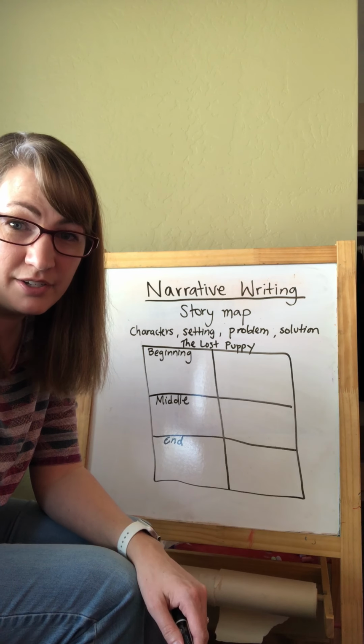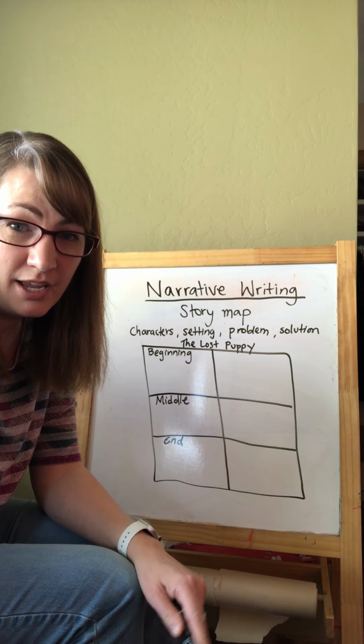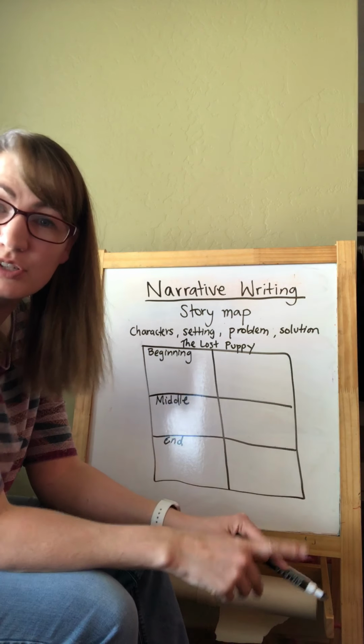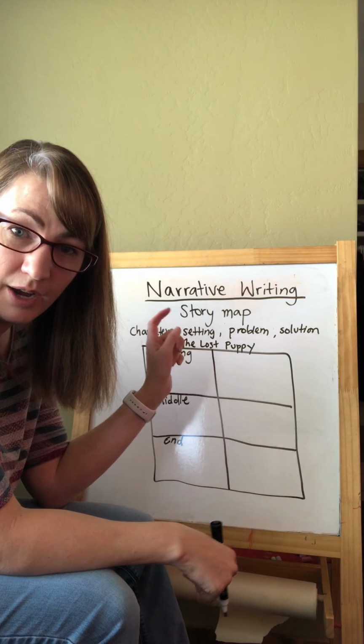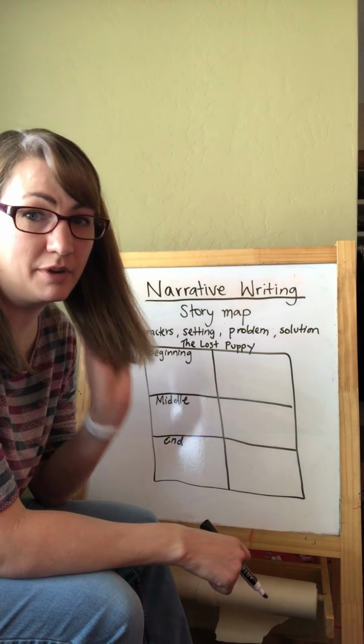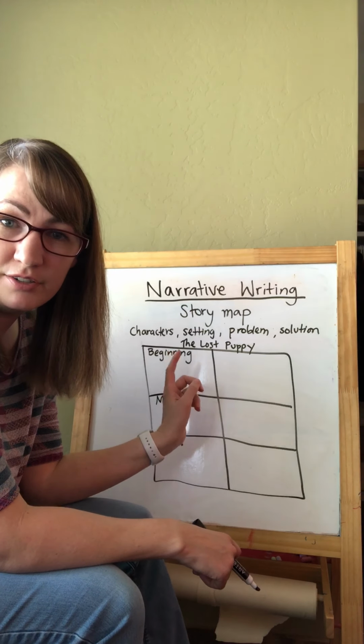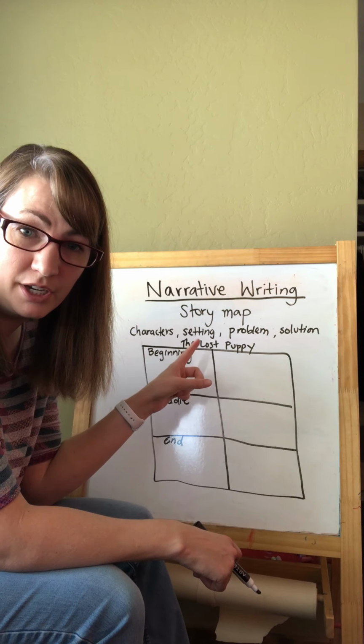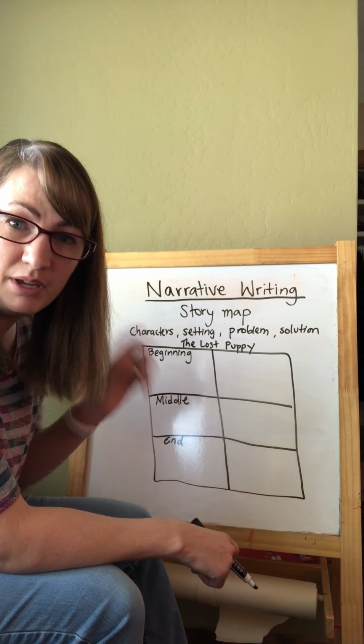I'm going to talk about narrative writing for a minute, all right? Narrative writing is when we write a story, okay? So I'm going to show you how to make a story map. Now, the most important things about narrative writing, we need to have characters, setting, a problem, a solution, and there's a beginning, a middle, and an end.